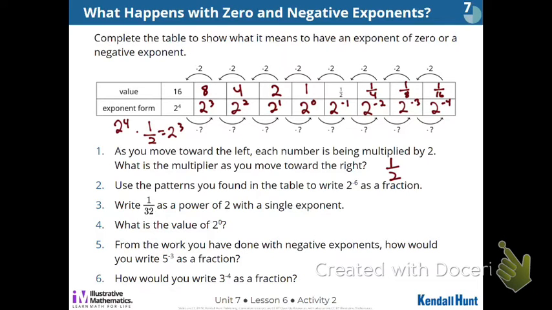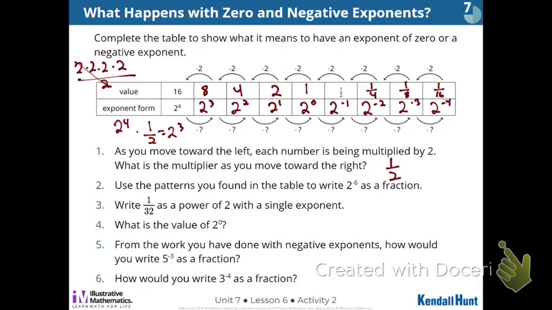I can show you here. 2 to the 4th is 2 times 2 times 2 times 2. If I multiply by half, it'd give me a 2 in the denominator, right? Divide by 2. That cancels 1 factor of 2. I'd still be left with 3. Yep. Cool.